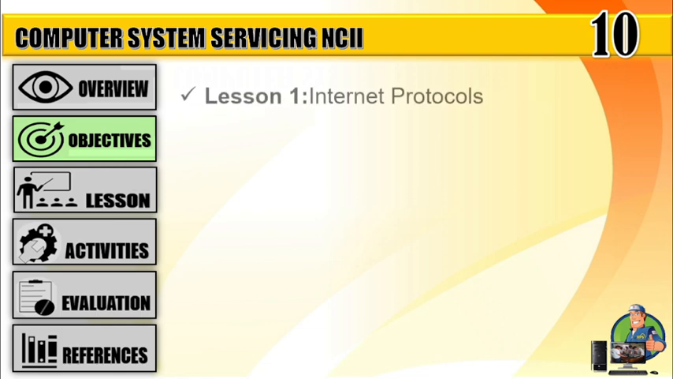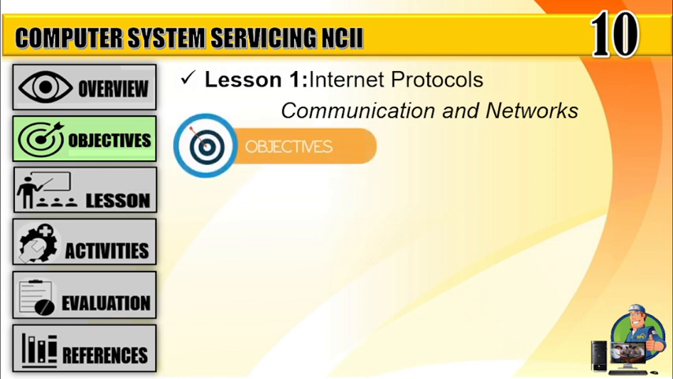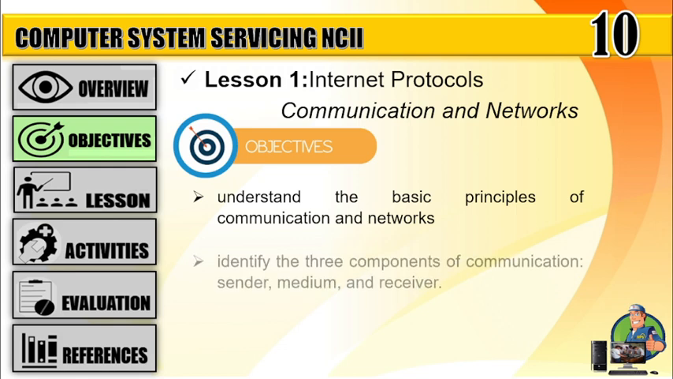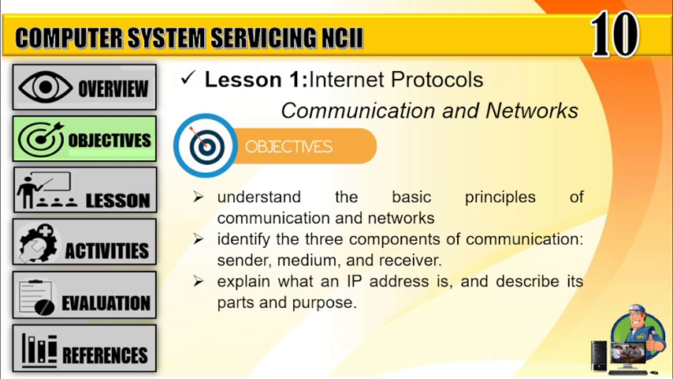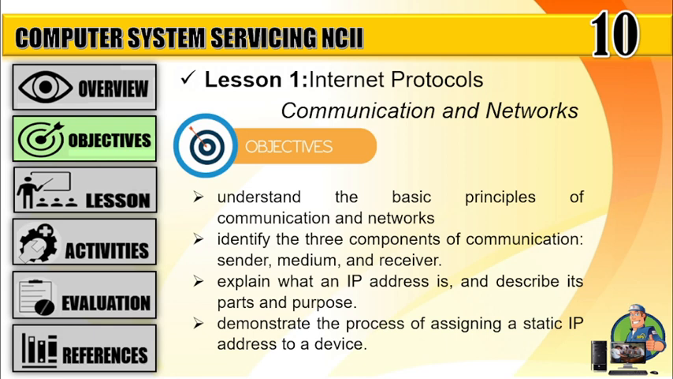Lesson 1, Internet Protocols, Communication and Networks. Objectives. At the end of the lesson, 75% of the students will be able to: Number 1. Understand the basic principles of communication and networks. Number 2. Identify the three components of communication: sender, medium, and receiver. Number 3. Explain what an IP address is, and describe its parts and purpose. And number 4. Demonstrate the process of assigning a static IP address to a device.